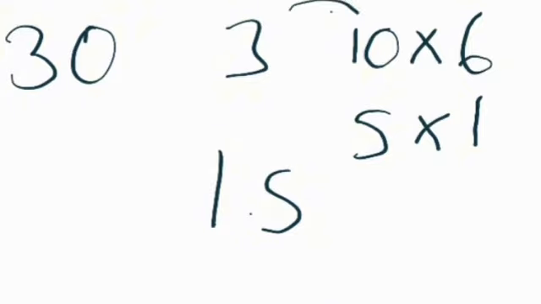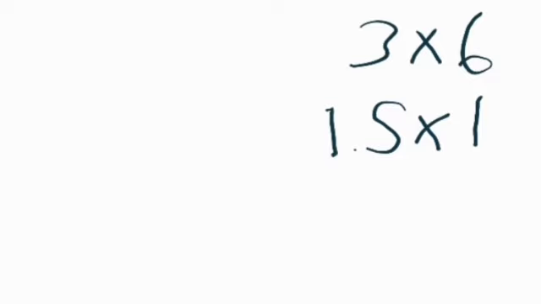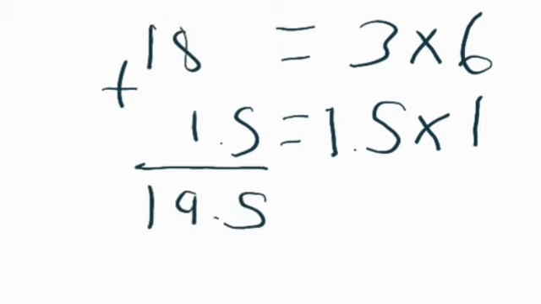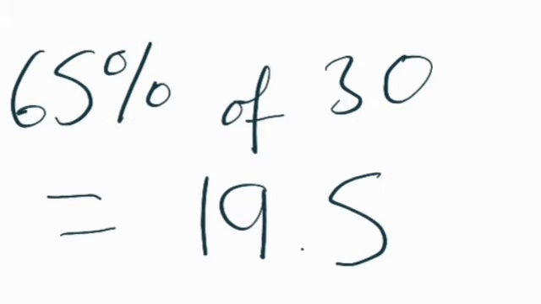We now look back into these original things that I had here. Let's replace 3 and 1.5 with the numbers at the start. So 3 times 6 equals 18, and 1.5 times 1 equals 1.5. Just add these together to get 65%. We've got our answer. 65% of 30 equals 19.5.